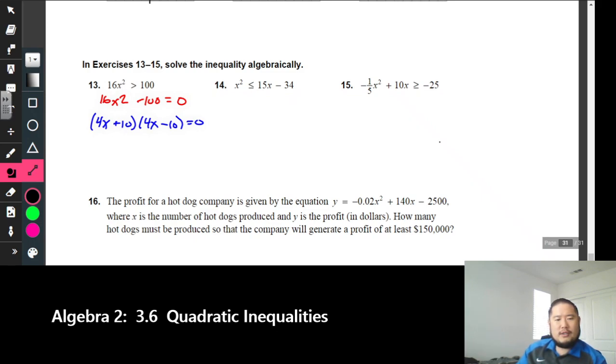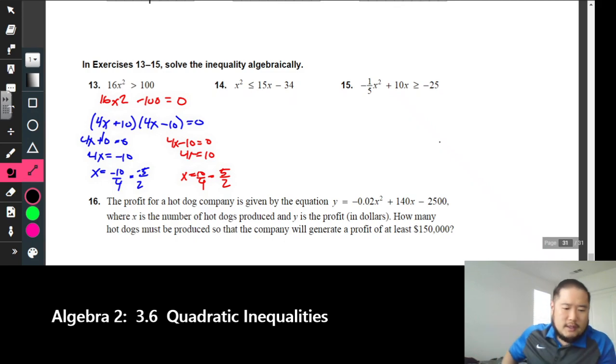Remember, we want to take these two equations, solve them out. So 4x is equal to negative 10, x is equal to negative 10 over 4. And some of you guys, you don't show the steps. Please show them when you're doing your homework. All right, so we got 4x minus 10 this time is equal to 0. You got 4x is equal to 10, and then x is equal to 10 over 4, which is now positive 5 over 2.